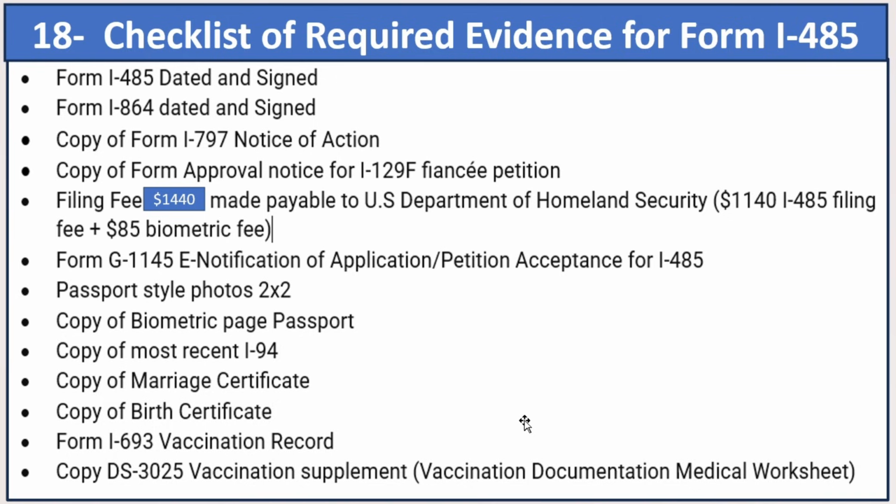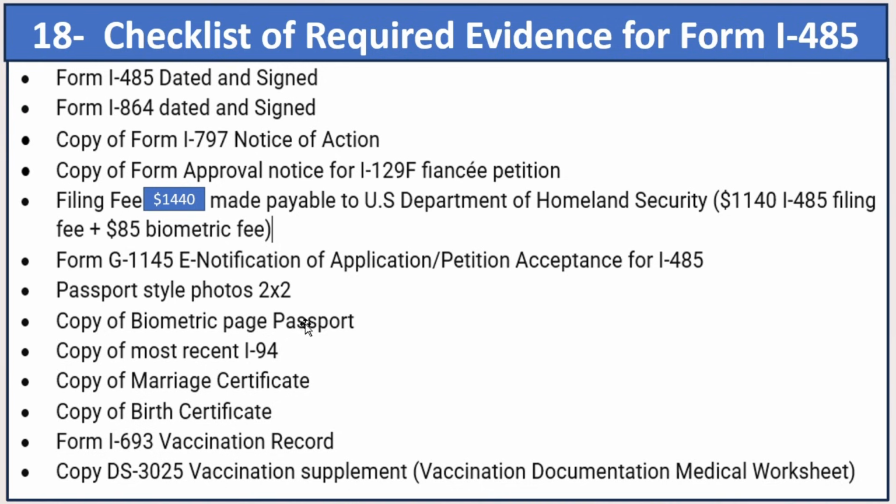So you will send all this documentation with Form I-485. Form I-485 dated and signed. Form I-864 dated and signed. Copy of Form I-797 Notice of Action. Copy of the approved notice for the I-129F fiancé petition. The filing fee is $1,440 plus $85 for the biometric fee if they ask for it, because sometimes they don't. It depends on your case. Form G-1145 for notification of application acceptance for I-485, if you want.